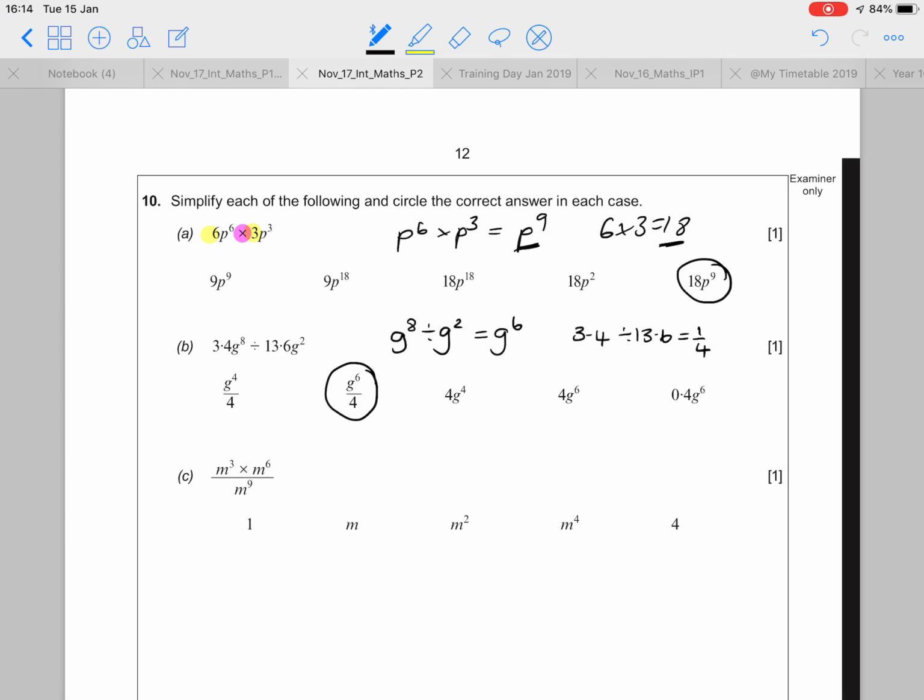The last part, we've got multiplication and division. So to find the new power on the top, I'll focus on the m to the 3 times the m to the 6, which gives me m to the 9. And then to find the overall answer, I've got m to the 9 divided by m to the 9. That take away the power, you'll end up with m to the 0. And anything to the power of 0 is 1.